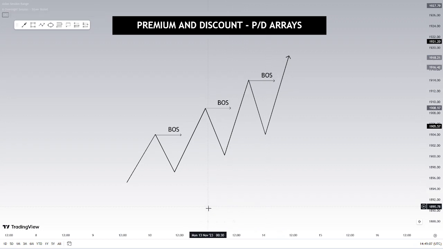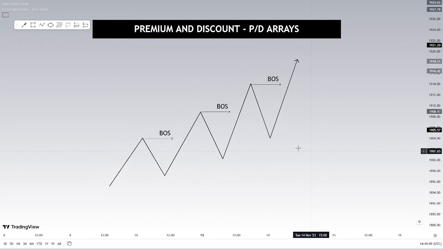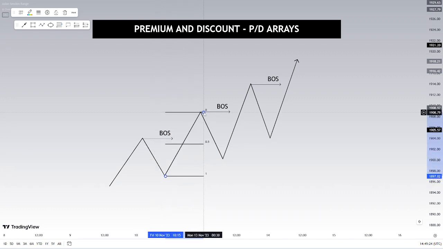Now, from here, it's important to understand how we can use a premium discount tool. It's the Fibonacci tool, the premium and discount tool. They can be referred to as the same thing, and I'm going to refer to them interchangeably. What we want to do is place our fib tool starting from the low and go all the way up to the swing high, just like this.